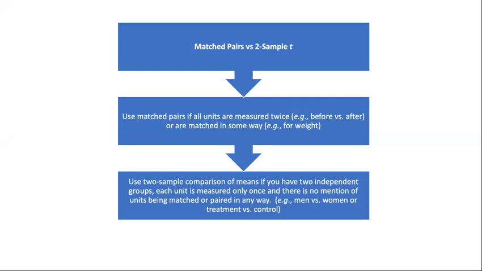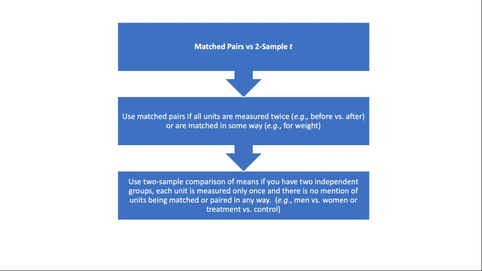Okay, here's the debrief. Matched pairs versus two-sample t. We should use matched pairs t-test if all units are measured twice, for instance, before versus after, or are matched in some way. For example, with weight. Why would we use matched pairs t-test for something that we are measuring before and after? Because those events are not independent.